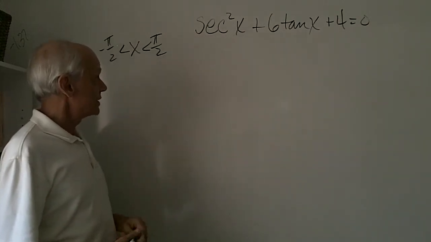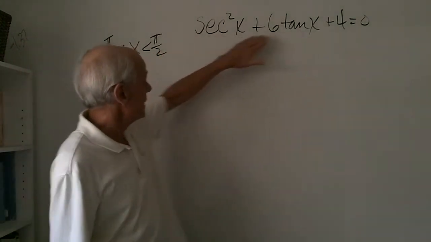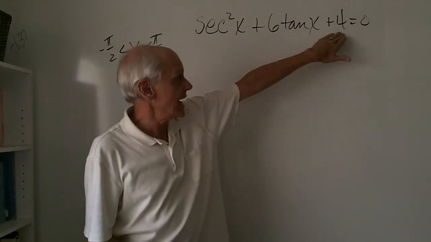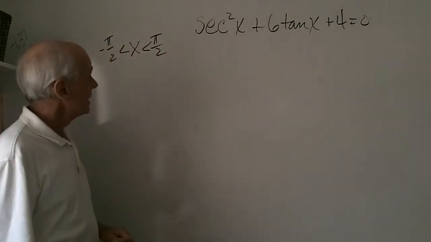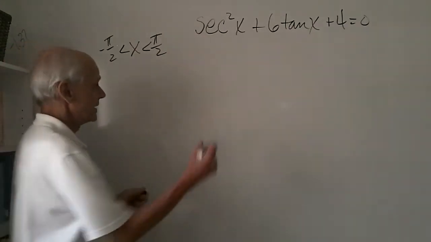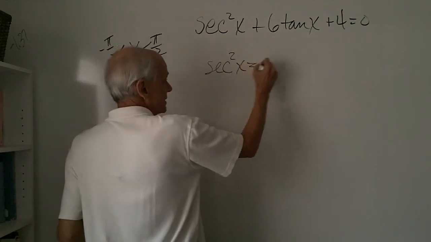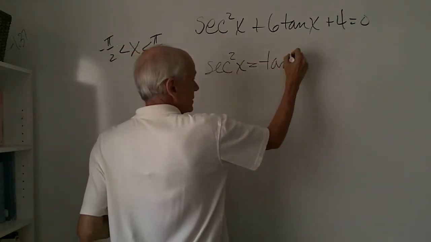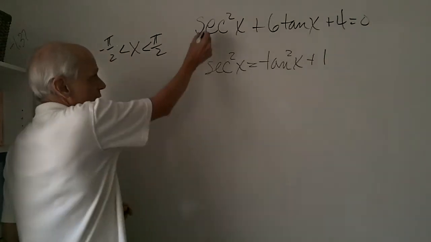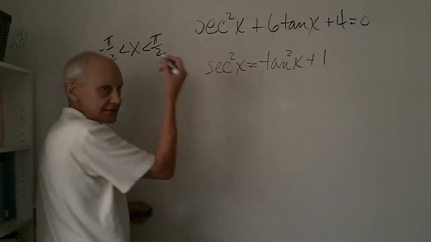the trigonometric functions. And one of them is that if I had all of these in tangent, what I'd have is a tangent squared plus tangent plus constant is equal to 0. And that would be ideal. Well, there is a Pythagorean identity that says secant squared x is equal to tan squared x plus 1. So what I'm going to do is substitute tan squared x plus 1 for secant squared x. And let's see what happens.